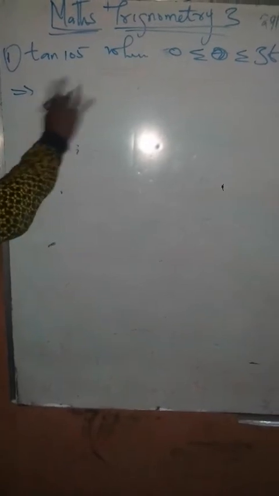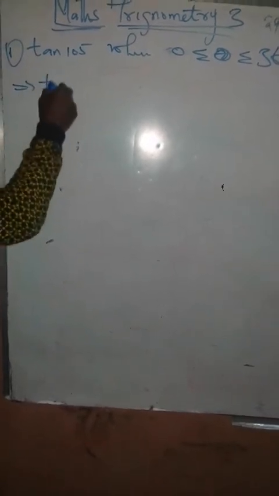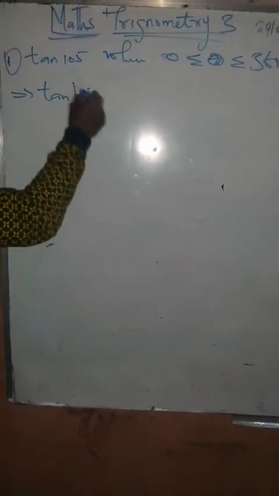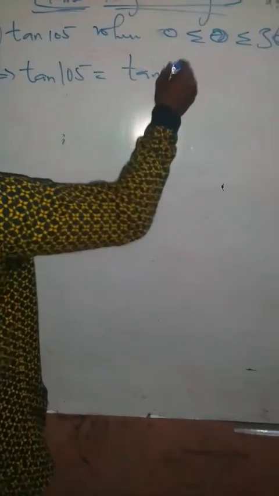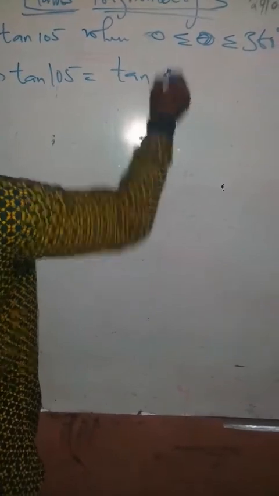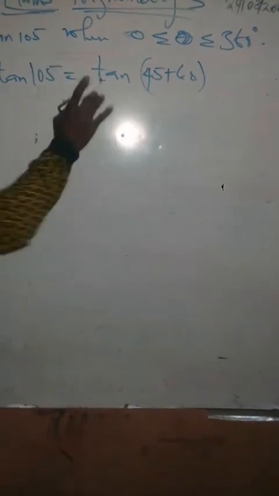So let's find the value of tan 105, leaving our answer in surd form. Looking at this question, what we have to do is remember a formula. You should also know that tan 105 is equal to tan(45 + 60).